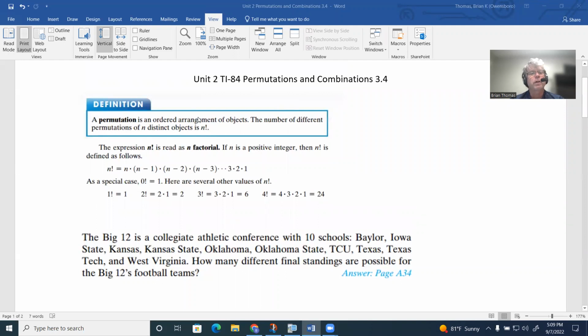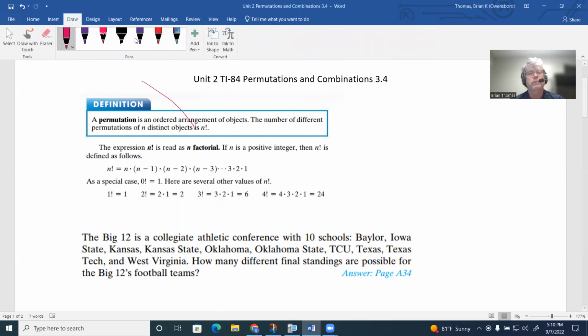So one thing you're going to come across is a permutation. A permutation is an ordered arrangement of objects. So the number of different permutations of n distinct objects is defined as n factorial. So I have this little n with a little exclamation point. So we have what we call n factorial.